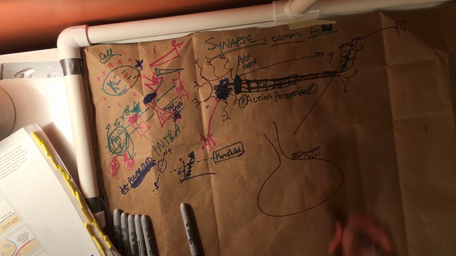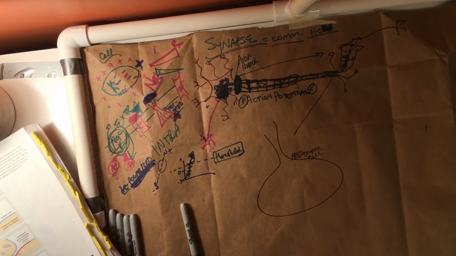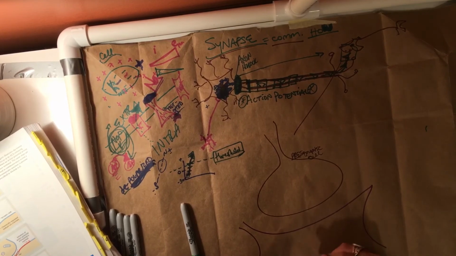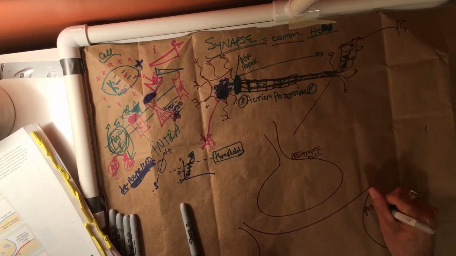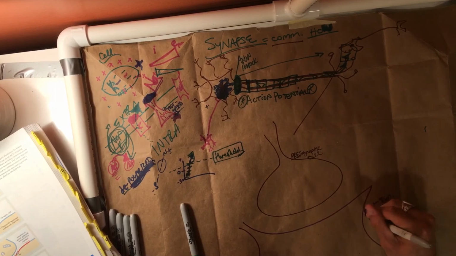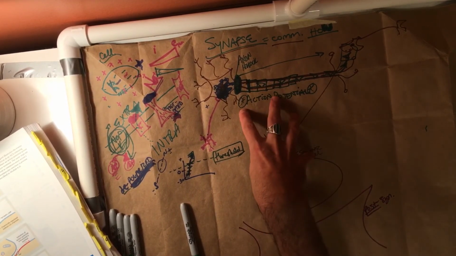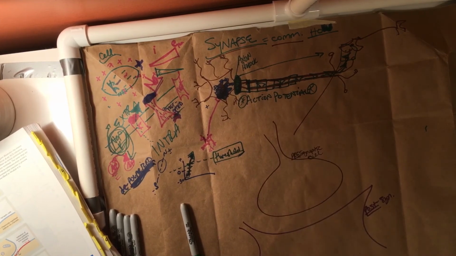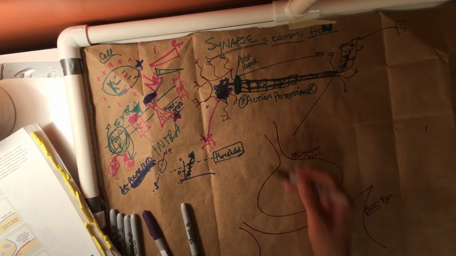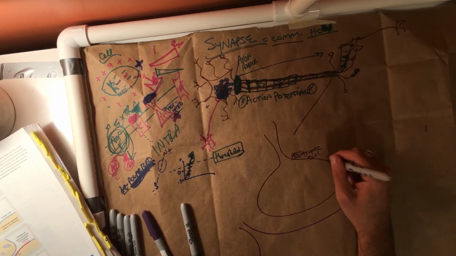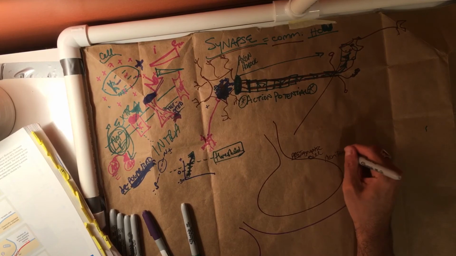A synapse has a presynaptic cell, and it has a postsynaptic cell. This is a postsynaptic cell. Post means after. This is the synapse. This is the cell before the synapse. This is the cell after the synapse. This is specifically the axon terminal, one of these little buttons or knobs. Axon terminal.